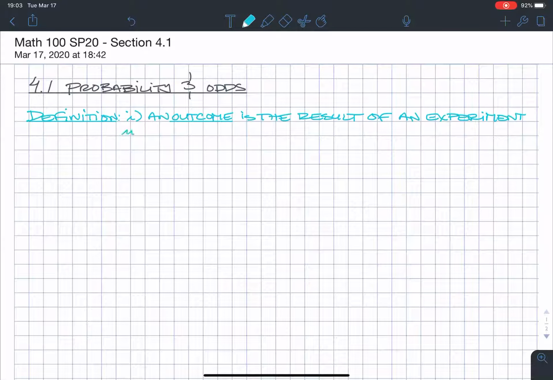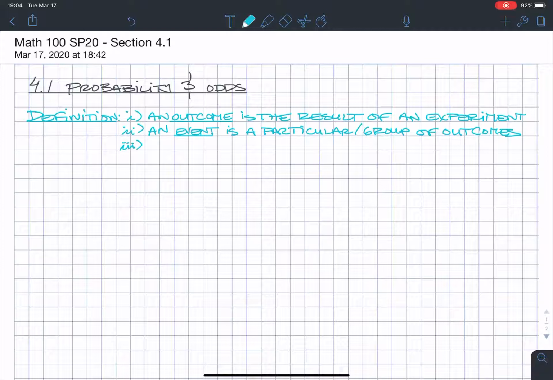Next definition will be an event. An event, which is what we're going to be dealing with in this section, is a particular slash group of outcomes. This will make more sense once we begin to apply it.